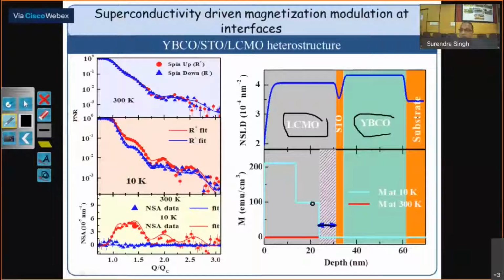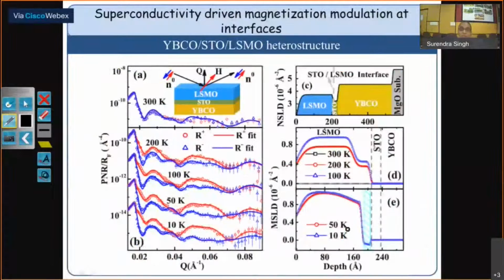This is a magnetization curve. There is no magnetization in this region, and that clearly says there may be something happening in this system also, though we have put the STO in between. This can be best explained when tunneling of the Cooper pair is possible in this kind of system, which is disturbing the magnetization.